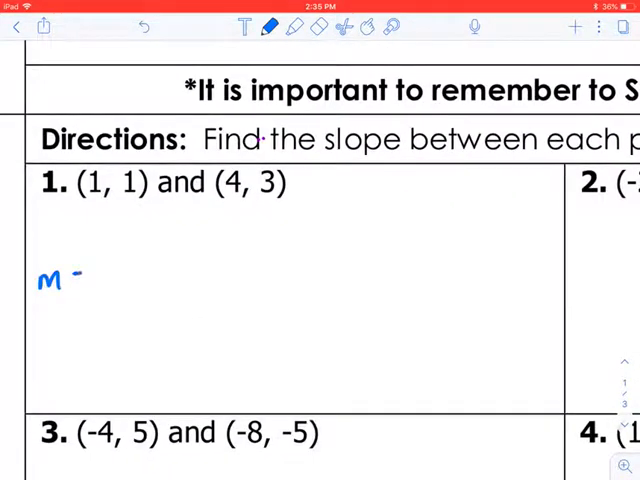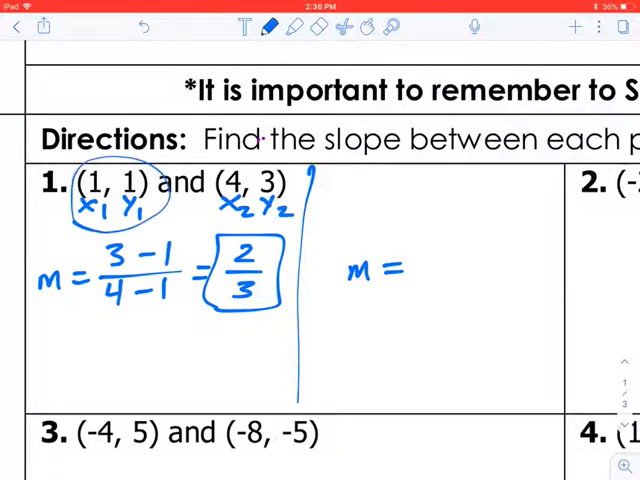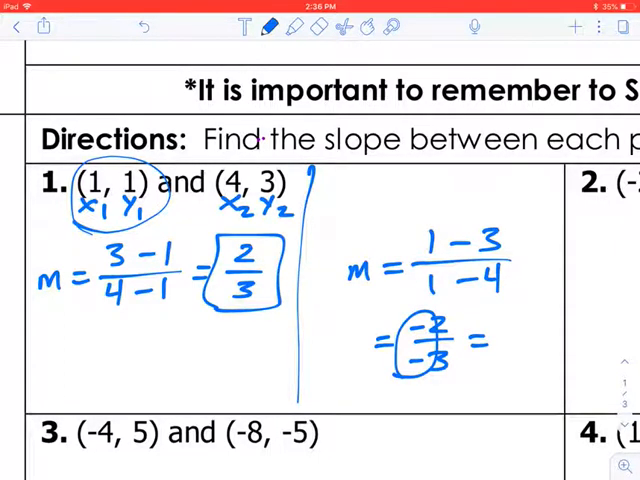So on this first one, I'm going to start with x2 and y2. Okay, so y2 minus y1, 3 minus 1 over 4 minus 1. So 3 minus 1 is 2, 4 minus 1 is 3. Now, let's say I switched it, and I started with these two. So 1 minus 3 for the y values, 1 minus 4 for the x values. So I've got negative 2 over negative 3. Negative divided by negative is positive, so 2 over 3.